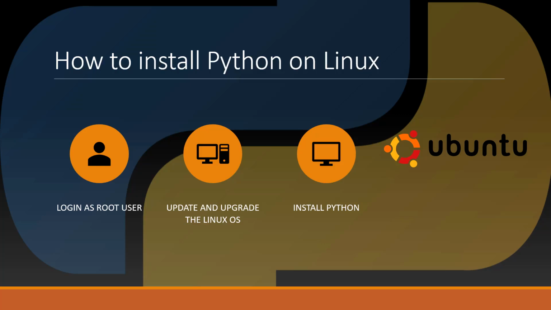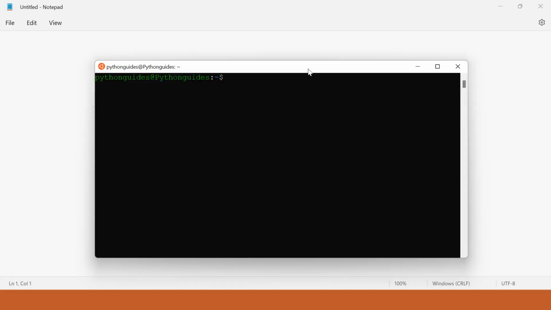Now installing Python on Linux is also quite easy, and for this demonstration, we will be installing Python on Ubuntu. For this, first we need to log in as a root user. Then we need to update and upgrade the Linux operating system, which in this case will be Ubuntu. And then we simply need to run one command to install Python. For this illustration, I am using Ubuntu WSL in my Windows operating system. So first we need to log in as a root user. For this, I will type sudo -i, and here I have to specify the password.